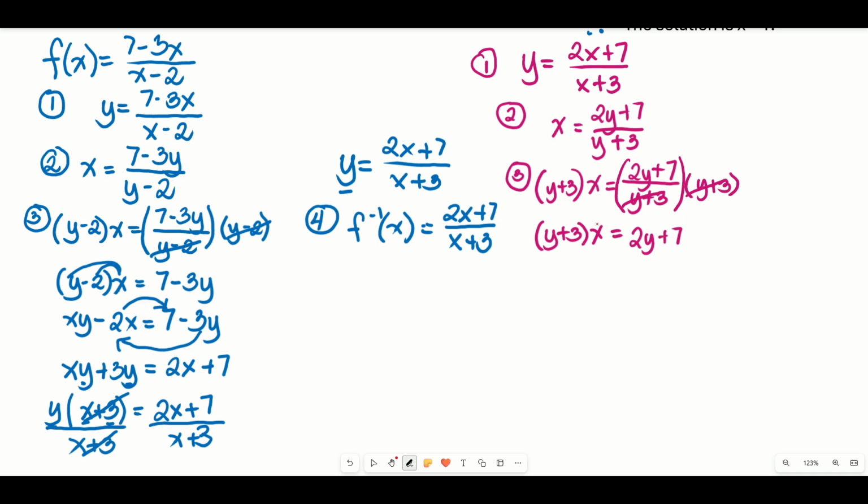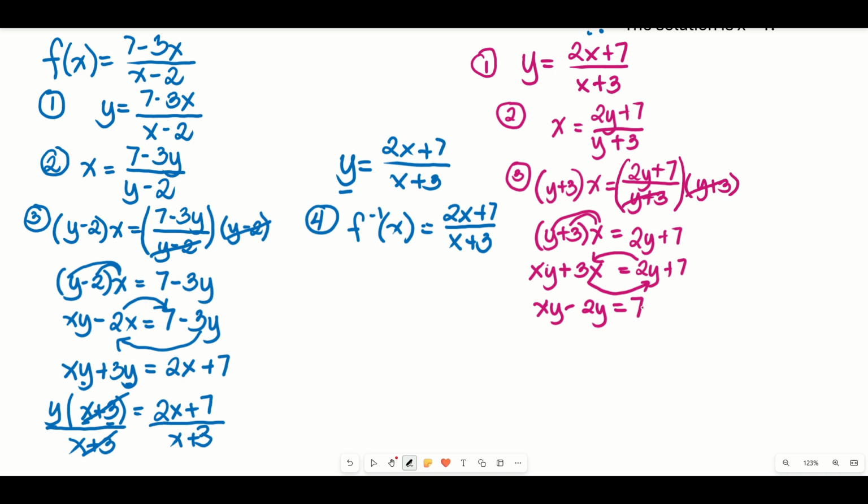Then, we need to distribute x to y and 3. So, y times x is yx or xy, plus 3 times x is 3x. And again, equal to 2y plus 7. Then, we need to isolate lahat ng terms na may y to one side of the equation and lahat ng walang y to the other side of the equation. So, etong 2y, lipat mo dito sa kabila, si 3x to the other side. So, we'll have xy minus 2y is equal to 7.